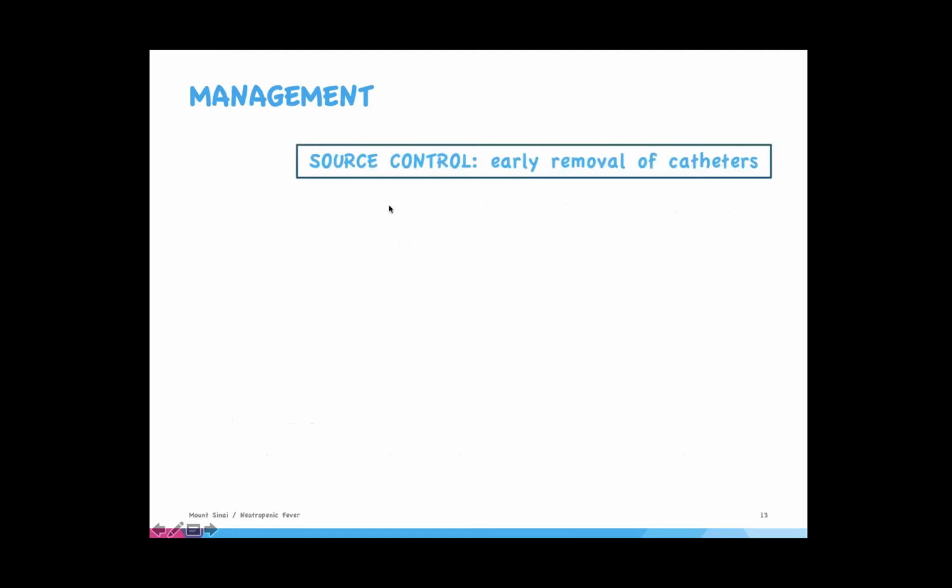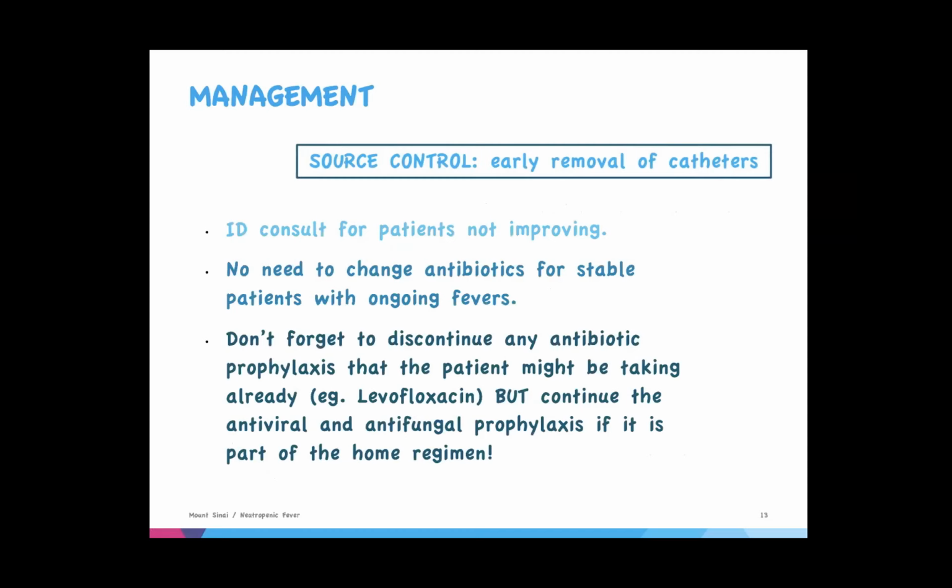Okay, sorry, again, there's a little bit of a lag here. Important things, source control, so try to remove catheters as early as possible. And then a few more tips. We'll consult ID if the patient is not improving. And of course, that's something that you don't need to know right now, but you will broaden the coverage. You will add your vancomycin, you will add your flagyl, and if the patient is not improving, add antifungal. And usually if the patient keeps being symptomatic after 4 days of treatment, you will add candida coverage.